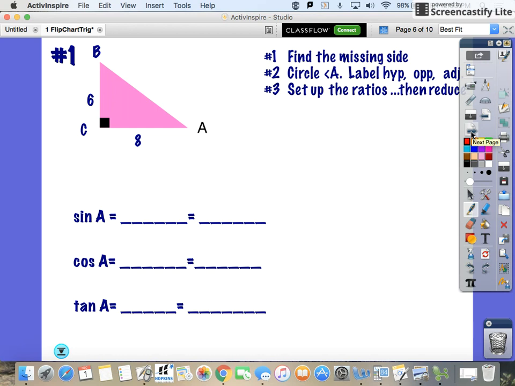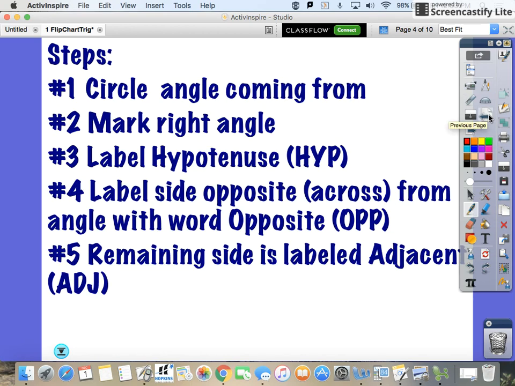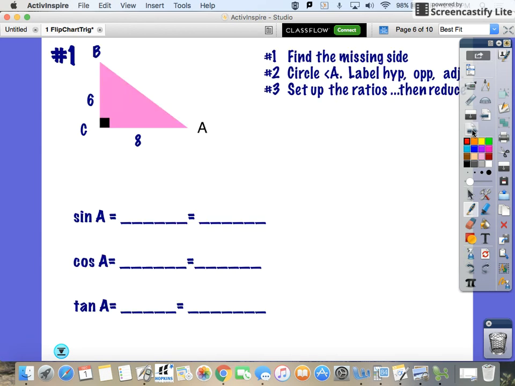So these are the problems that I want you to do those 5 steps for. First, we're going to circle the angle we're coming from, or we'll just choose an angle to use. Then we're going to mark which one is the right angle, label the hypotenuse, we'll use hyp for short, the opposite side, which is the op, and then the adjacent. Seems like a lot, but you'll catch on pretty quick.